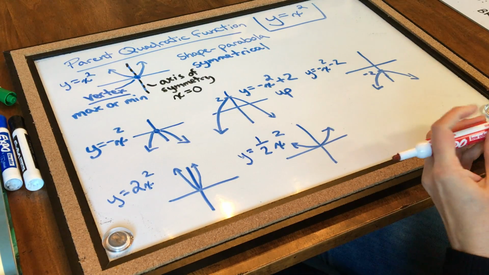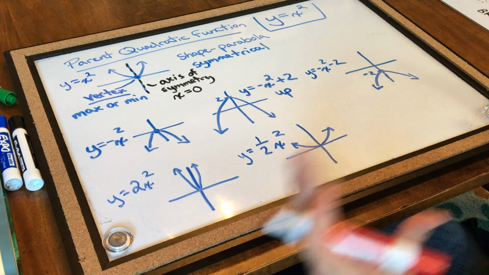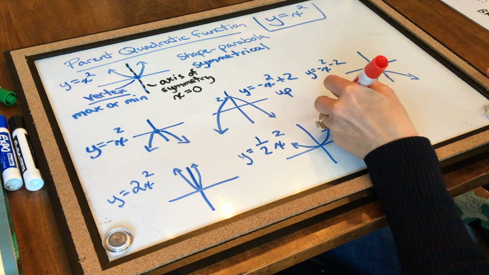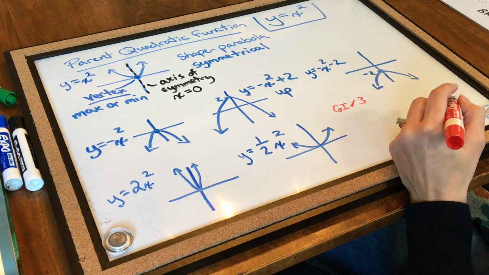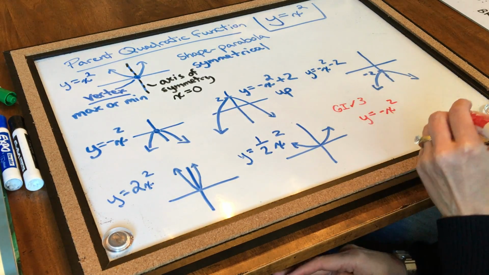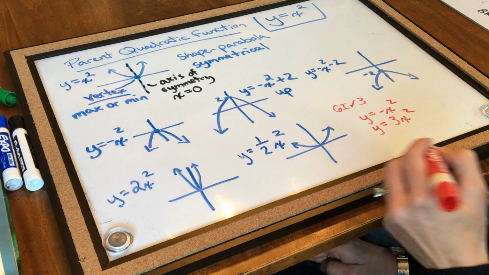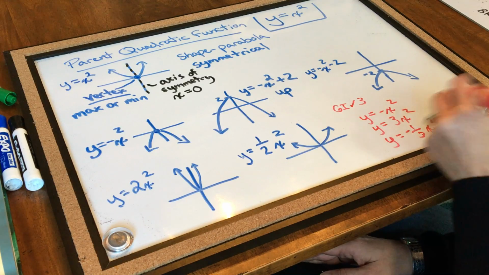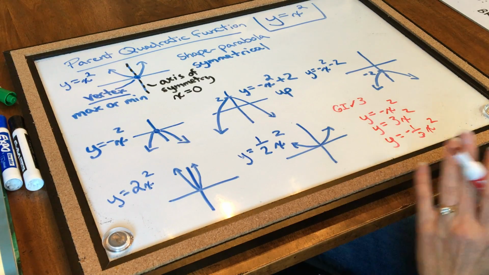Our gotta check asks us to take a look at 3 functions, and they want us to put them in order from widest to narrowest. So our gotta check 3, and I'm just going to put this in a small little spot here. It wants us to look at 3 functions. y equals negative x squared, y equals 3x squared, and y equals negative 1/3 x squared. You put them in order from widest to narrowest. Come back when you're ready.